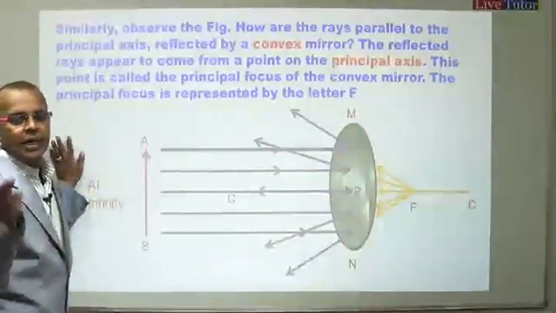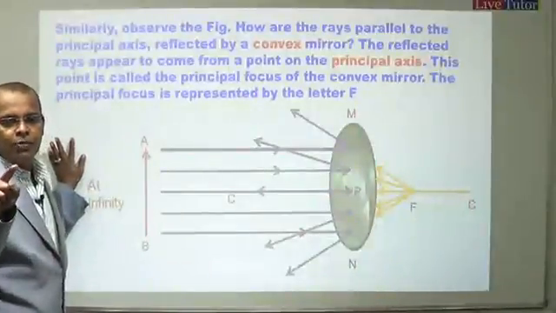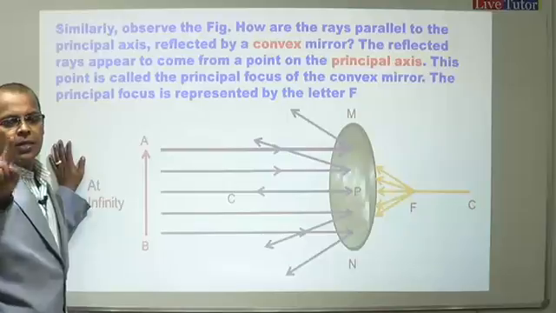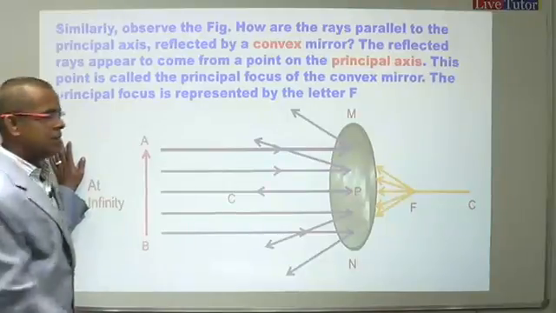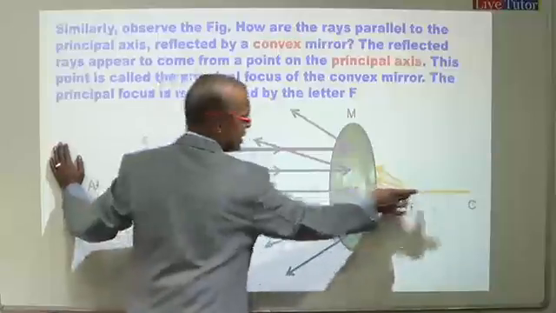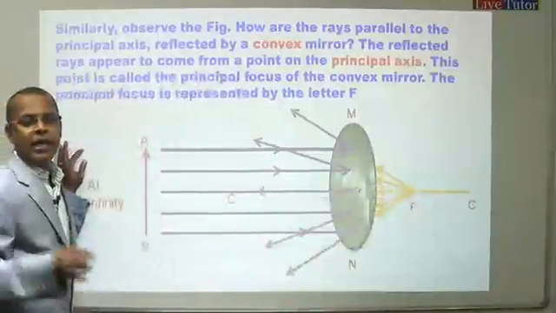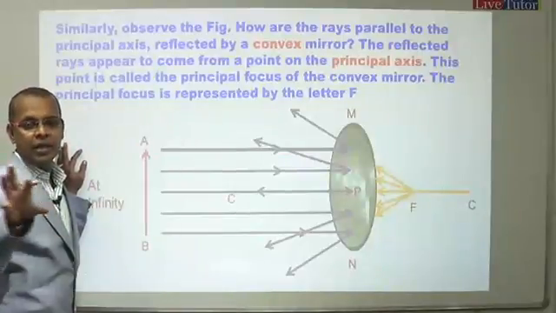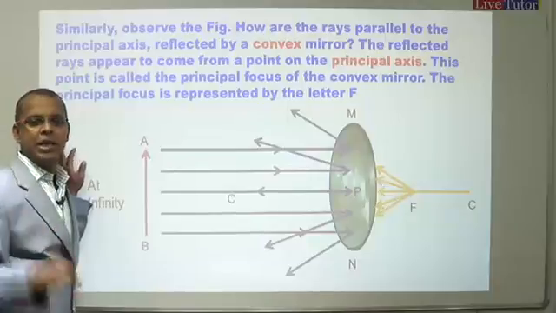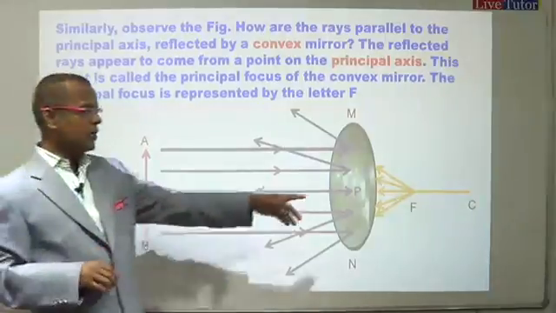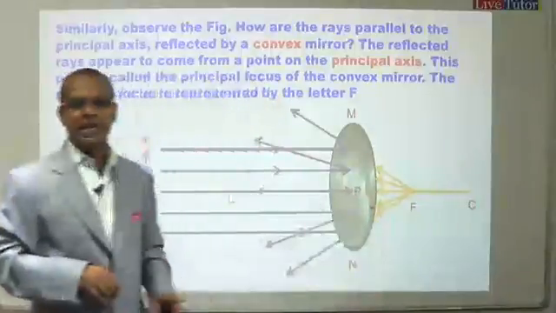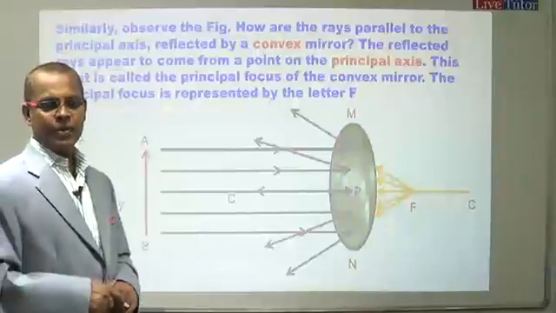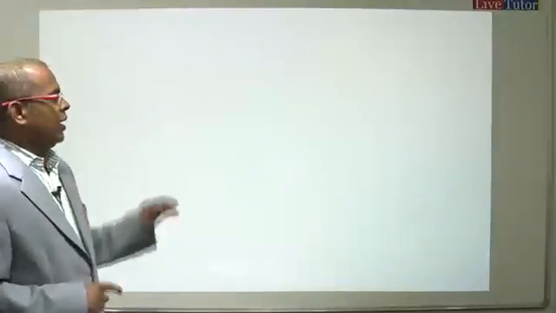So remember that if it is a concave mirror, the principal focus will be in front of the concave mirror. If it is a convex mirror, the principal focus will always be behind the mirror. This is a convex mirror, so the principal focus is behind the mirror. All the rays after reflection appear to come from a point. So that point which is behind the mirror is called the principal focus. That is also indicated by capital F. Remember, I am saying capital F. That means we are going to use small f for some other reason.